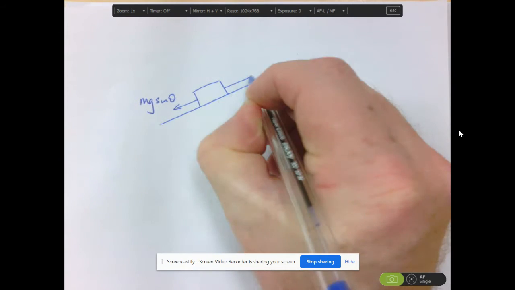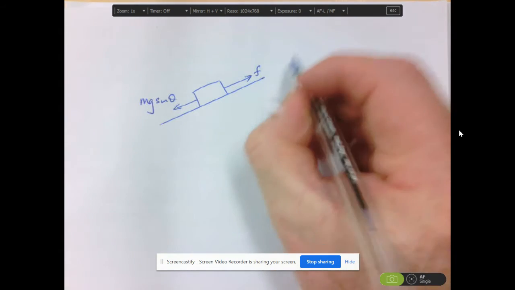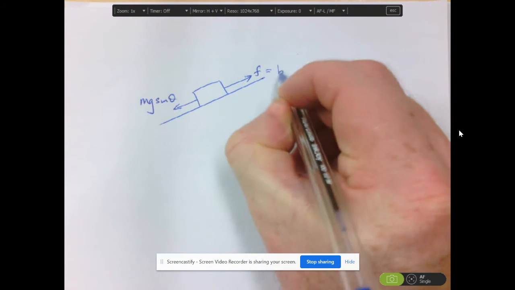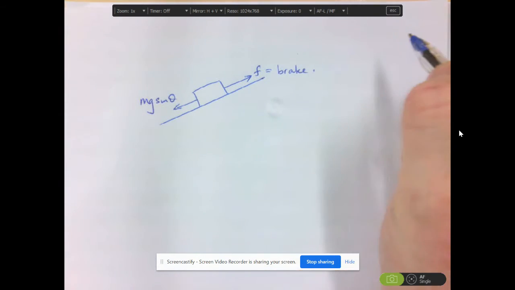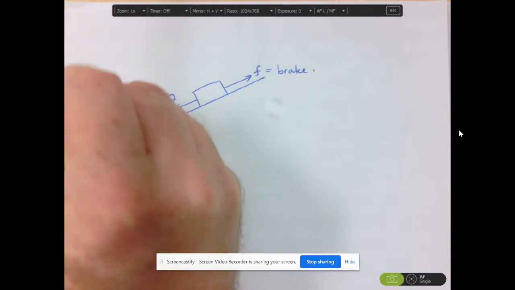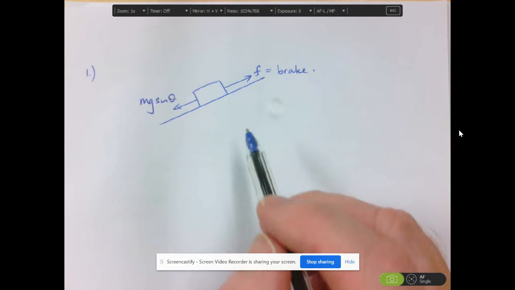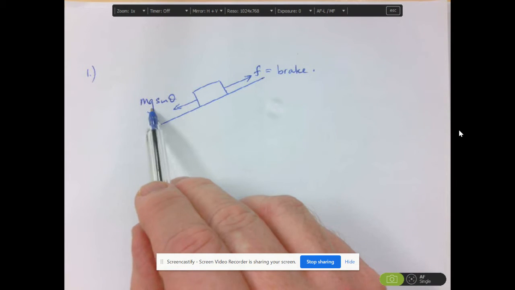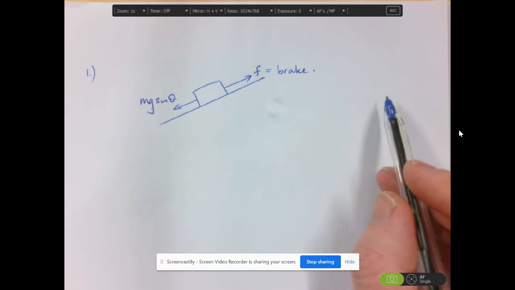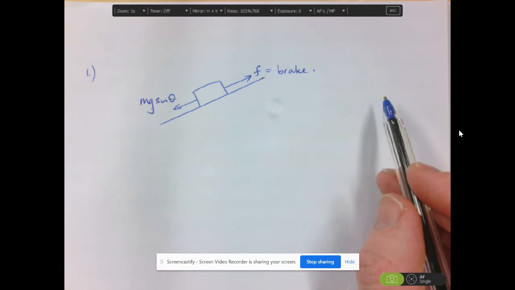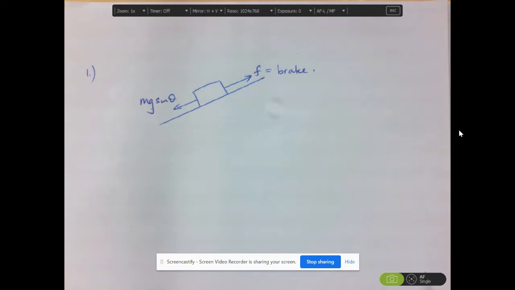And so there is a force of friction up here. Now, this frictional force is actually the brake force. So that's the braking force up there. So that would equal, question one, that the force of the brakes is equal to mg sine theta. So this is very similar to the questions that we've already started with at the end of the previous worksheet. So I'm not going to go any further with that, but if you need any more assistance, please email.